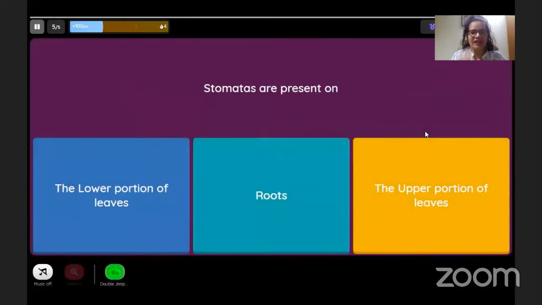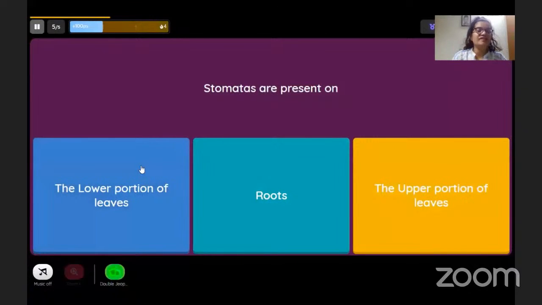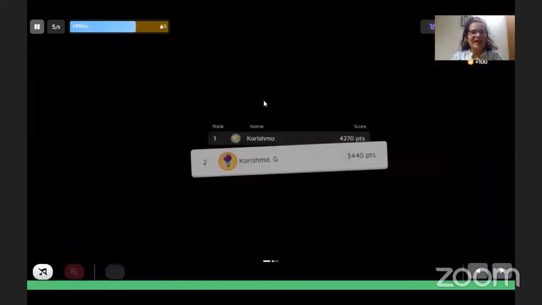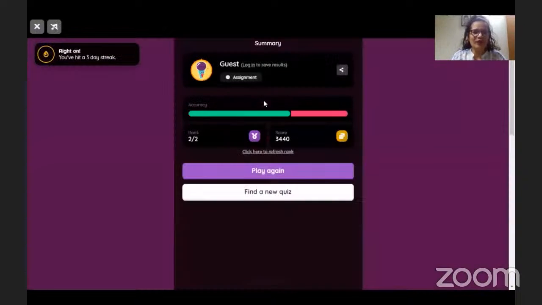Okay, stomatas are present in the lower portion of the leaf, the roots, the upper portion of the leaf. The upper portion of the leaves have chloroplast, the cells which contain chlorophyll pigment, so definitely don't have stomatas. Roots only absorb water. The lower portion of the leaves have stomatas which take in carbon dioxide and give out oxygen during the day. So it is the lower portion of the leaves. So I think this was a pretty easy quiz for y'all.